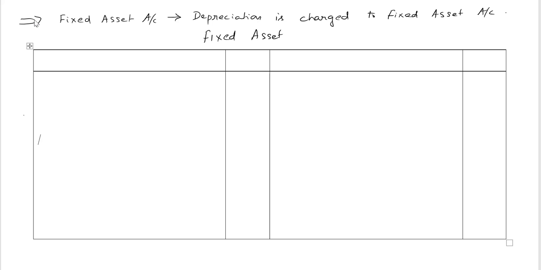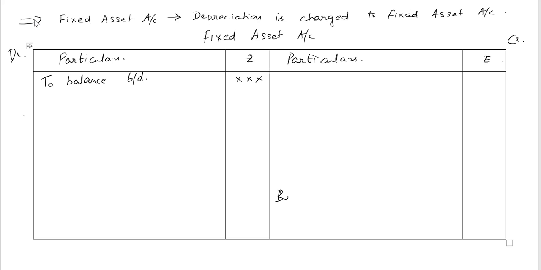Fixed asset account, left side debit side, right side credit side. We have particulars, rupees, particulars, rupees. The opening balance, fixed asset is an asset, so the opening balance of fixed asset comes as to balance brought down. The closing balance of the same comes as by balance carried down.